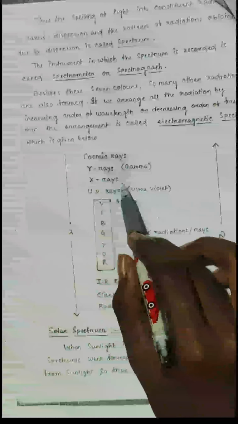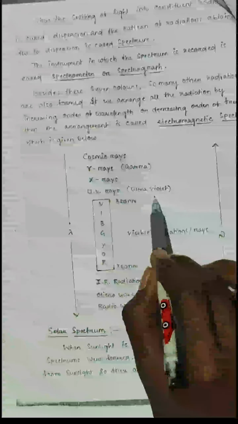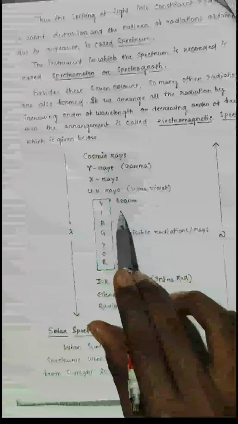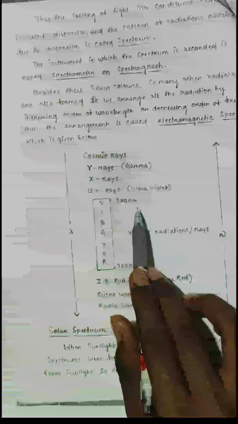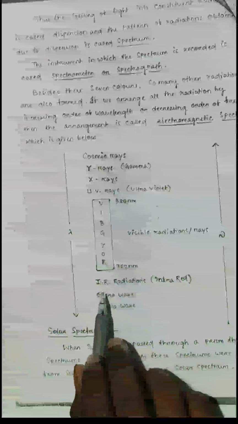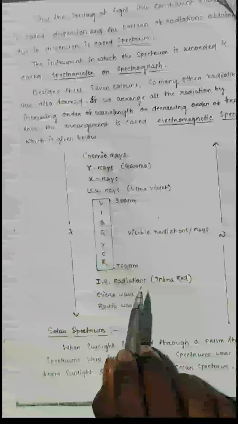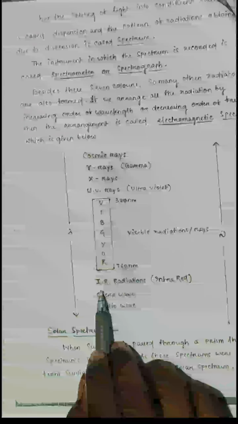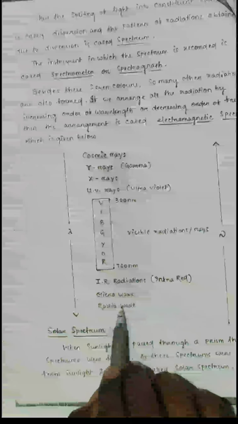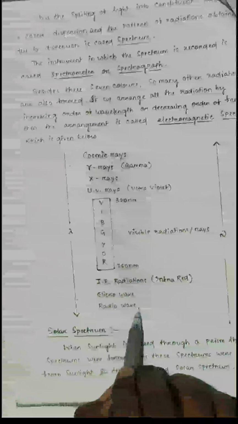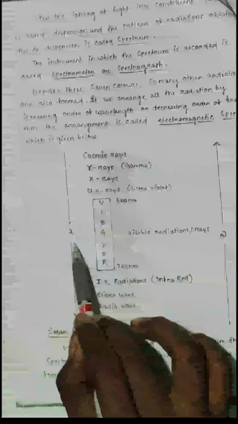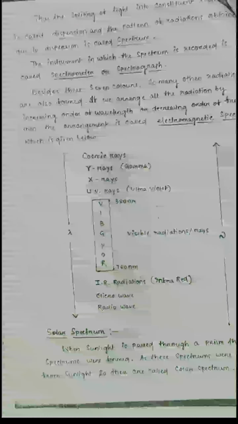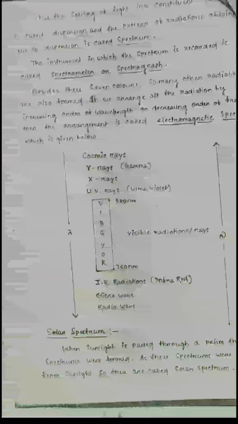rays, then X-rays, then UV rays, ultraviolet rays, then the visible radiation, which is situated between 318 nanometer to 760 nanometer of wavelength. Then IR radiation, microwaves, and radio waves. The radio waves have the highest wavelength, and the least wavelength is cosmic rays. You can take a screenshot if you want.